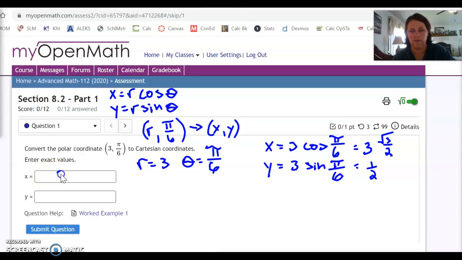So we have 3 square root of 3 over 2 for our x value, and then our y value will be 3. Oops, we forgot a 3 there, didn't we? We caught that. Okay, and then 3 times 1/2, or 3/2, will be your y value.